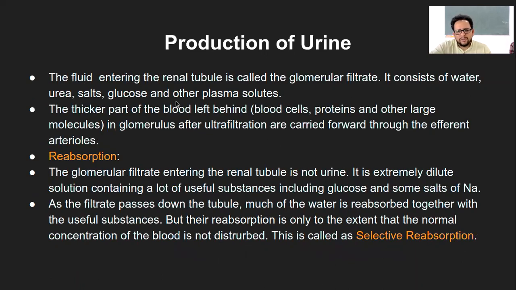And that is what is being mentioned in the last part, this part. It consists of water, urea, salt, glucose, and other plasma solutes, and that is called glomerular filtrate. Now whatever thicker part of the blood is left behind, including blood cells, proteins, and other large molecules, because most of the liquid part as well as most of the solutes have gone into the Bowman's capsule. So whatever is remaining in the efferent arteriole, that is the exiting arteriole, will be thicker blood, not literally thick in consistency, but there will be less blood volume comparatively than what was incoming into the afferent.